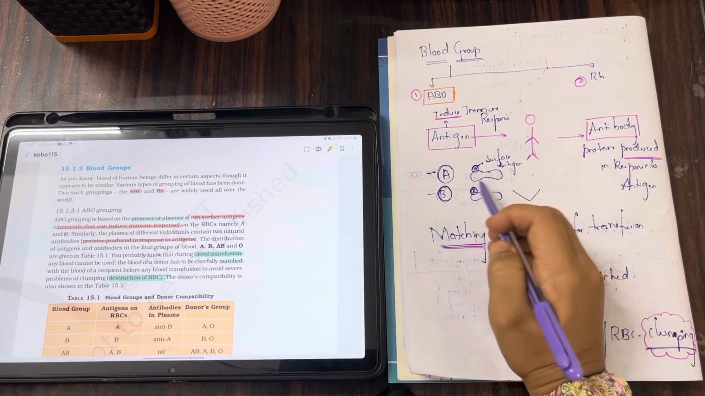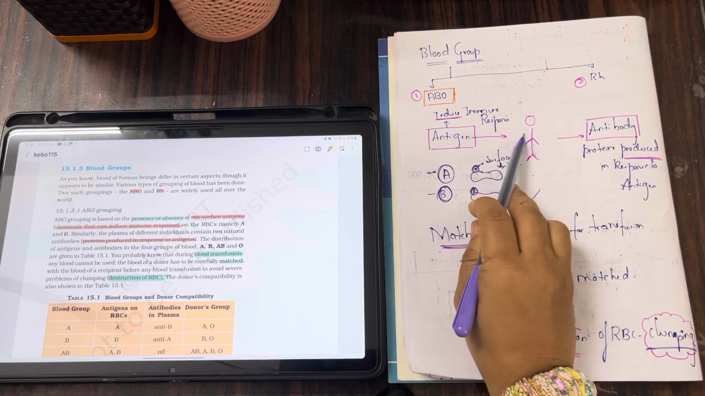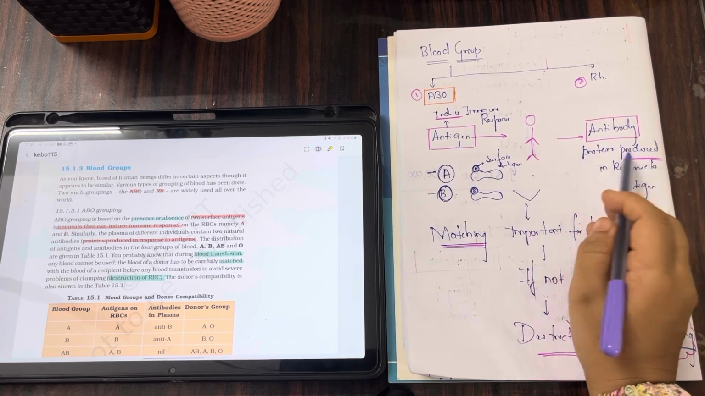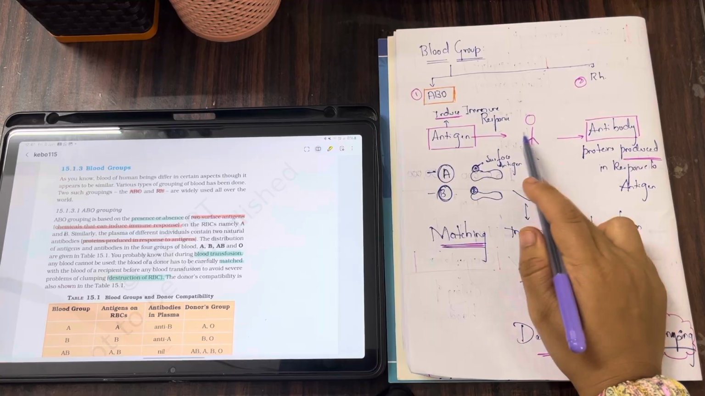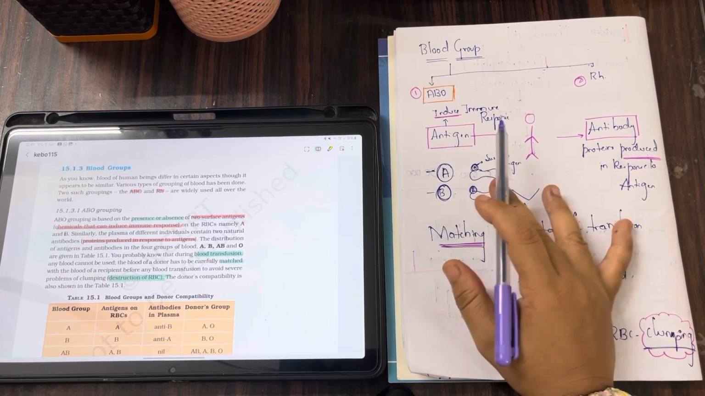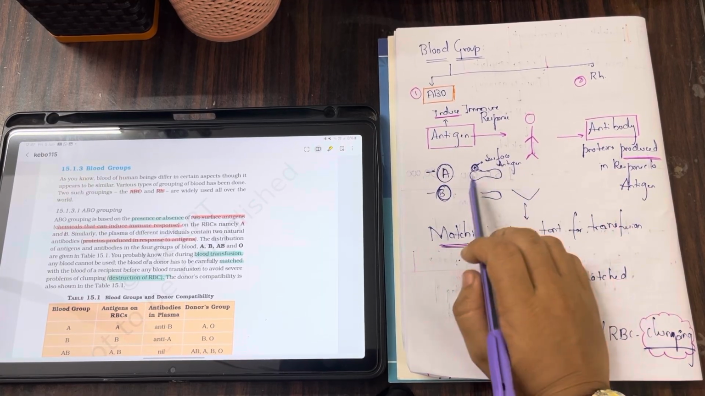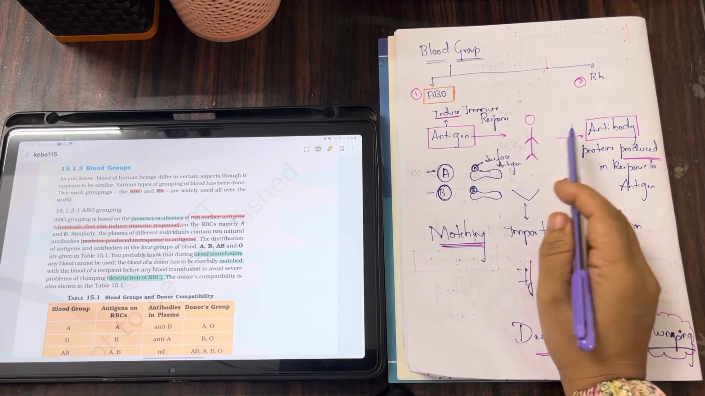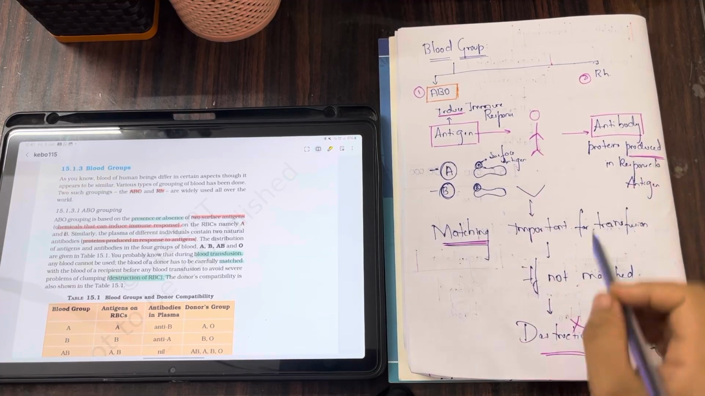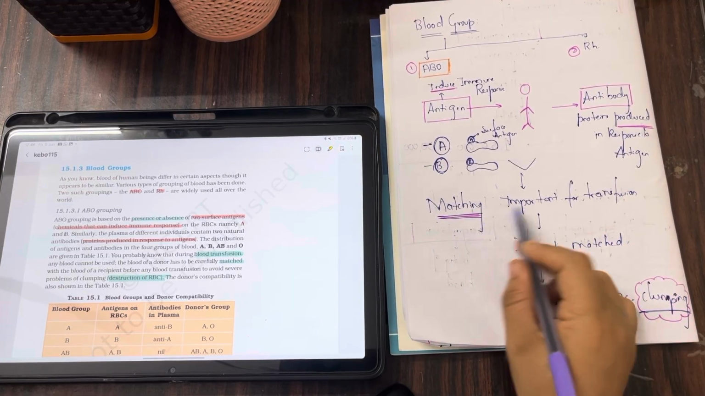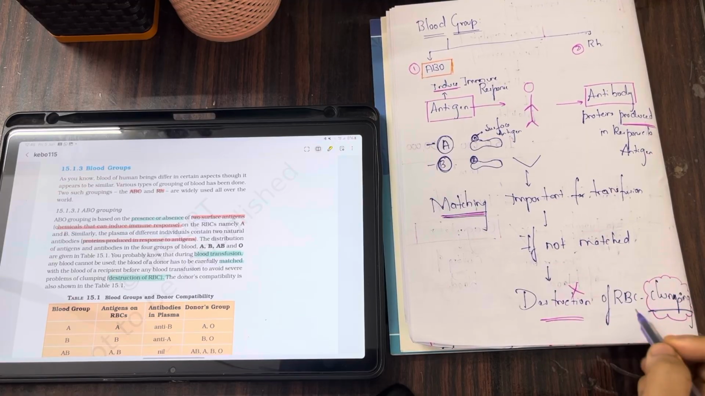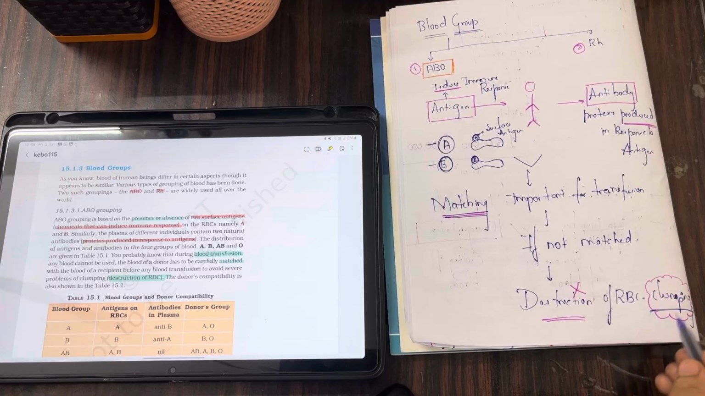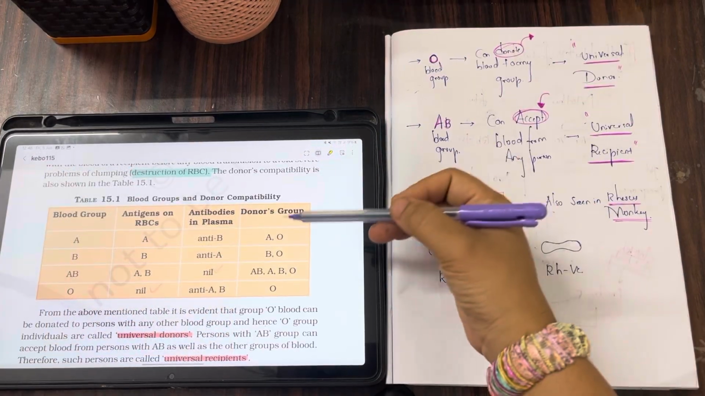Okay, what will this do? Whenever it enters your body, it will induce an immune response, while the proteins produced in response to this antigen are antibodies. So for example, if there is a blood mismatch, this antigen won't match the body, so this will trigger the immune response, and against that, antibodies would be formed. That is what has been written here. Matching is important for transfusion. If not matched, what will happen is that antibodies will destroy the RBCs in the body and there will be something called clumping.